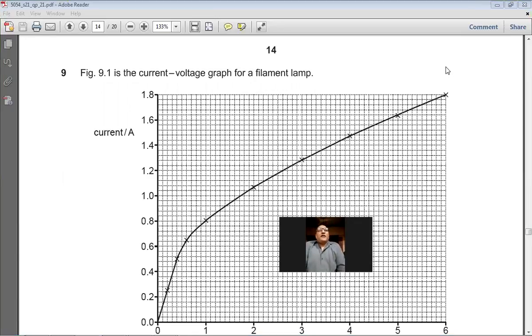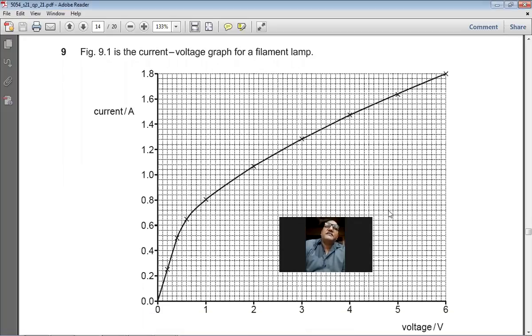So figure 9.1 is the current voltage graph for a filament lamp. One very important thing about this graph is that it's about a filament lamp. On the y-axis, we have current. On the x-axis, we have voltage. So this graph is basically a curve. And you know that the slope of this graph will be I by V, and that is the reciprocal of the resistance. So the slope is equal to 1 by R.